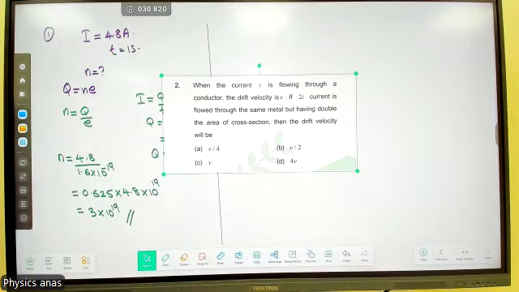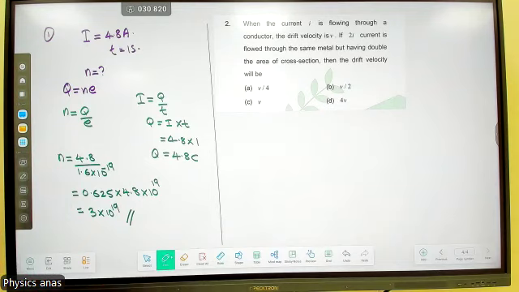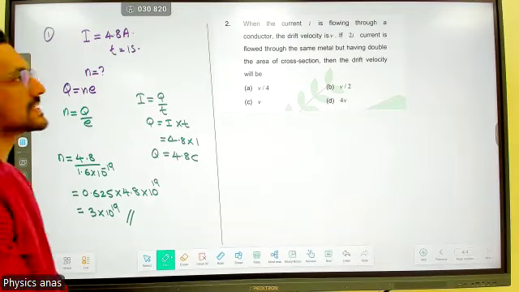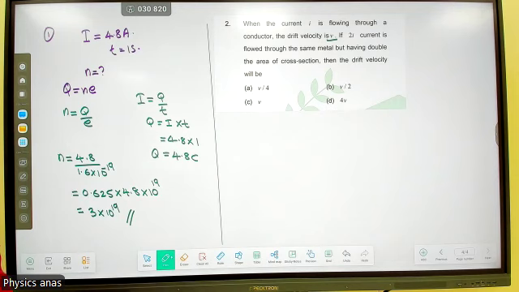Next one. What is this? When the current I is flowing through a conductor, the drift velocity is v. It's not u, it's written as mu, but it's v. If the same current I is flowing through the same metal but having double the area of cross section, then the drift velocity will be?